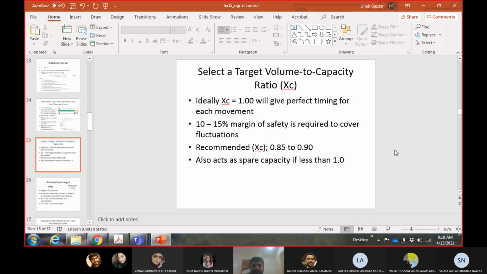So for example, if I take XC as 0.85, then in the peak hour, the volume which I've estimated is only 85% of the capacity of the intersection. That means there is an extra 15% capacity available for the fluctuations or for any unpredicted volume. So taking XC less than 1 gives you some margin of error and margin of safety and some spare capacity even in the peak hour.